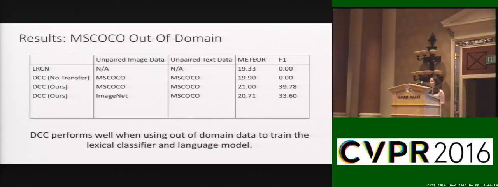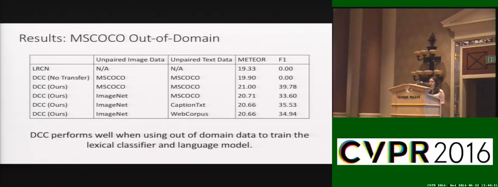If we use out-of-domain data to train our lexical classifier, we see our Meteor and F1 score go down a little bit, but not by too much. If we then use out-of-domain text data, we see that our Meteor score and F1 score stay about the same. So we're able to generate sentences with out-of-domain data.